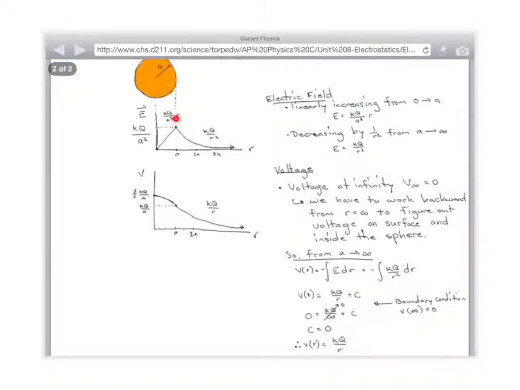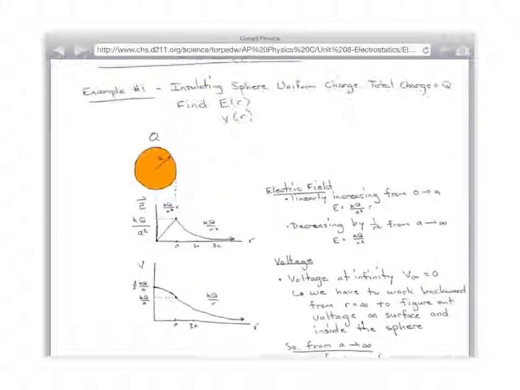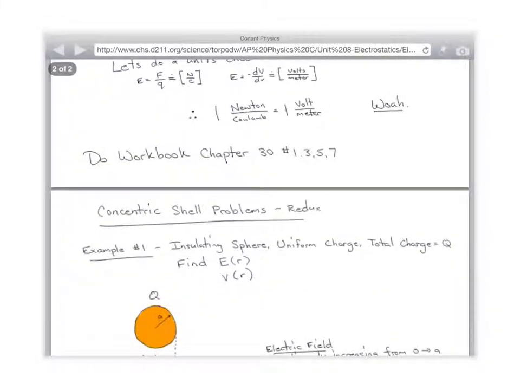All right, so I'm going to let you get started on these as soon as I can. But before we do that, we're going to take a look at problems 1, 3, 5, and 7 in your packet.